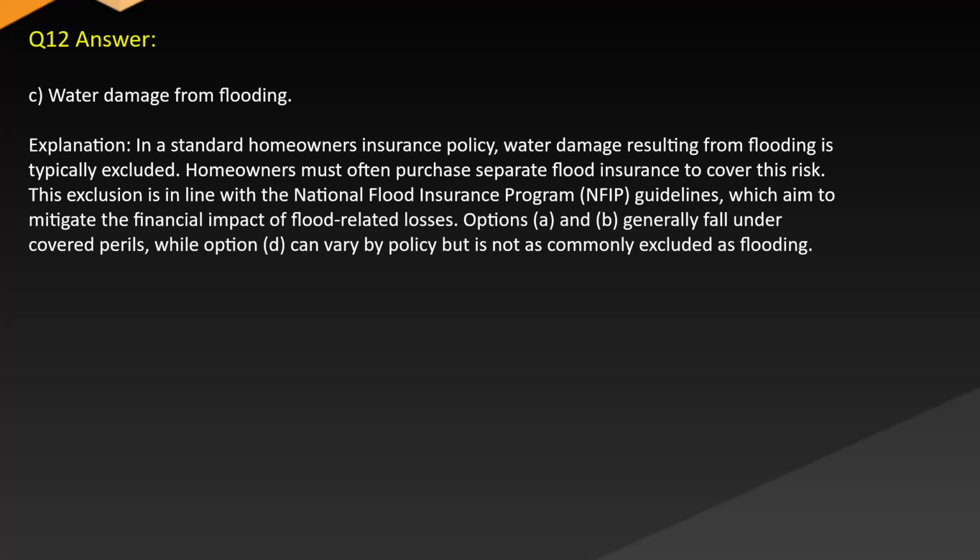Answer: C. Water damage from flooding. Explanation: in a standard homeowner's insurance policy, water damage resulting from flooding is typically excluded. Homeowners must often purchase separate flood insurance to cover this risk. This exclusion is in line with the National Flood Insurance Program (NFIP) guidelines, which aim to mitigate the financial impact of flood-related losses. Options A and B generally fall under covered perils, while option D can vary by policy but is not as commonly excluded as flooding.